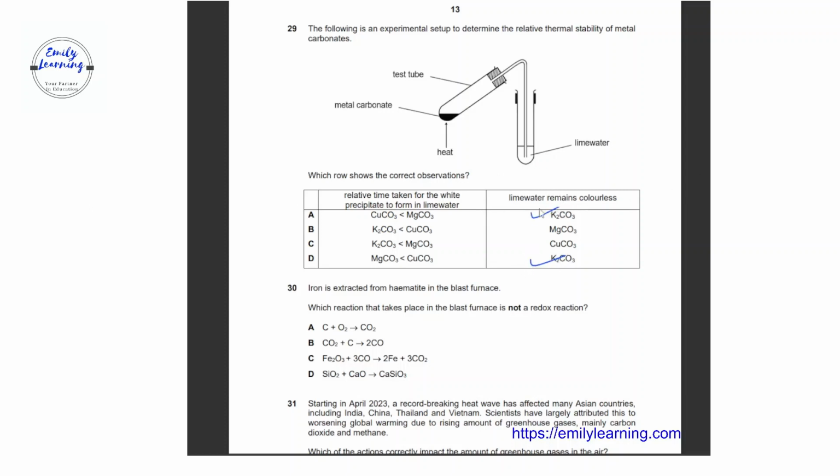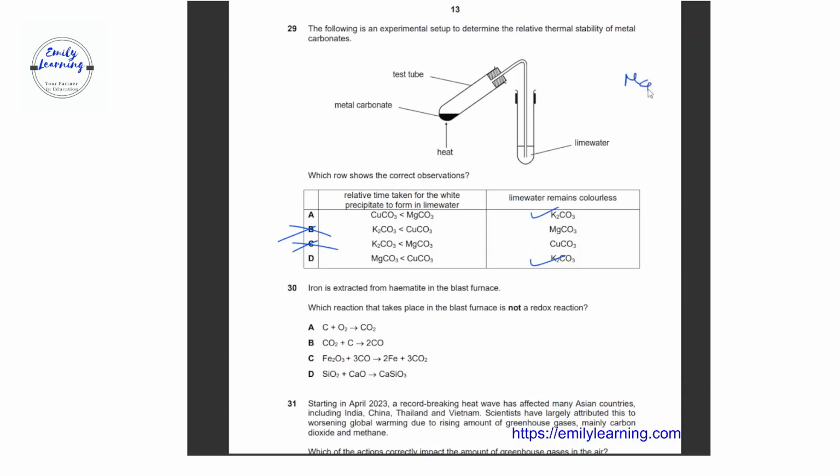So K2CO3, when you heat K2CO3, the lime water remains colorless. But for magnesium carbonate and copper(II) carbonate, the lime water will give a white ppt. So we know straight away that B and C are out. We only need to check A and D. So now we are left with magnesium and copper.